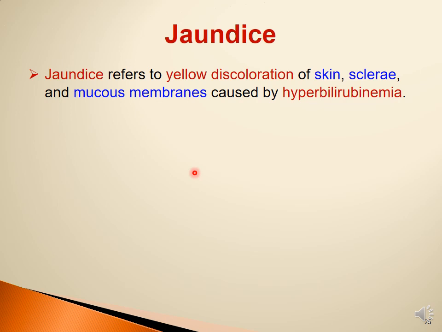Now, what is jaundice? Let's talk about jaundice because abnormality in hemoglobin metabolism is one of the causes of jaundice. Jaundice refers to yellow discoloration of the skin, sclera, which is the whites of the eye, and the mucous membranes caused by hyperbilirubinemia, which means high bilirubin in the blood, higher than the normal range.